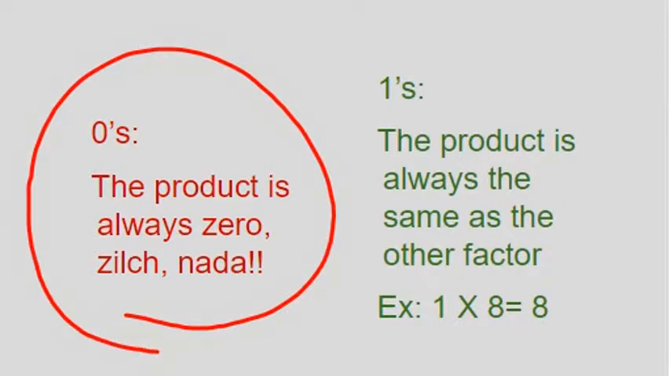When you multiply times 0, the product is always going to be 0, zilch, nada. Because you either have 0 groups or you have 0 in each group. Either way, you're going to walk away with nothing.